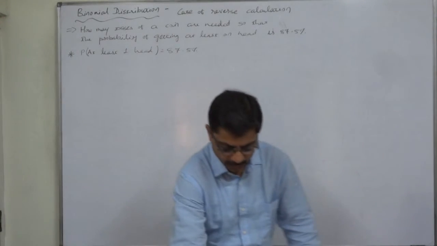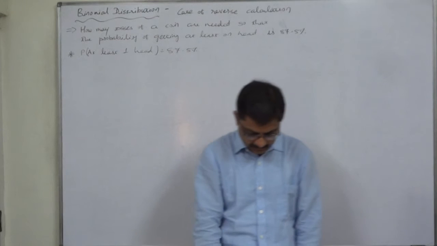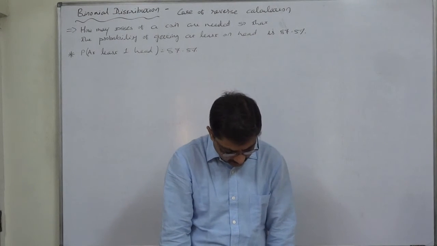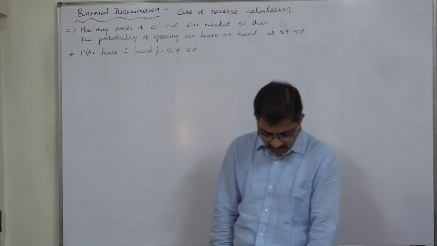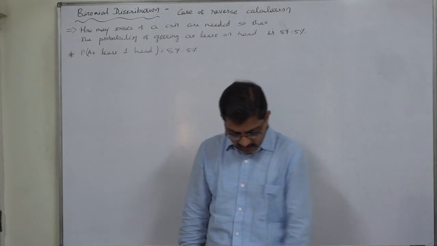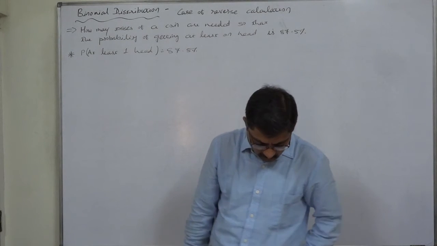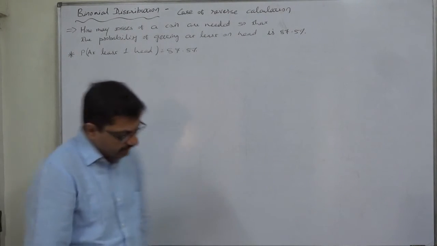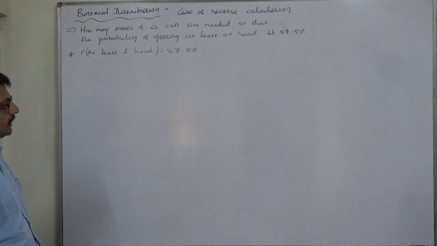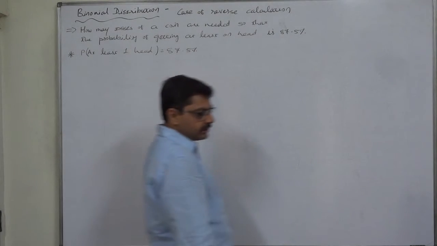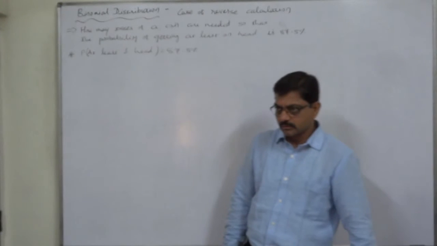Hello and welcome. A new case in binomial distribution, and that is how many tosses of a coin are needed so that the probability of getting at least one head is 87.5%. First of all, why should we solve this problem through binomial distribution?